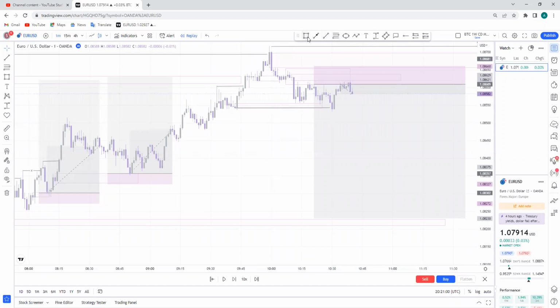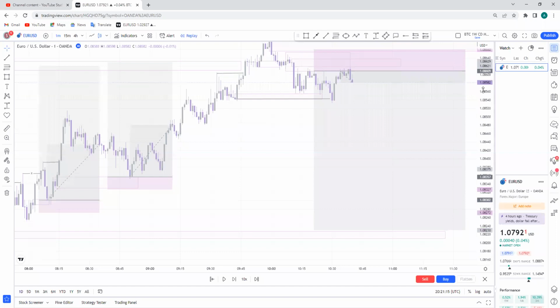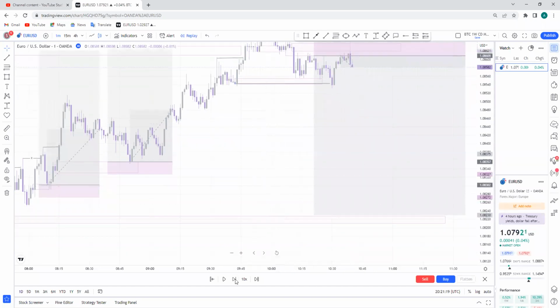And I told you that we have an area of interest. In our area of interest, we have a point of interest. So this area is what we have interest in, and this is our point of interest inside it. This supply. Now, you can see price mitigated it properly with a sniper entry. And what? Let's see.